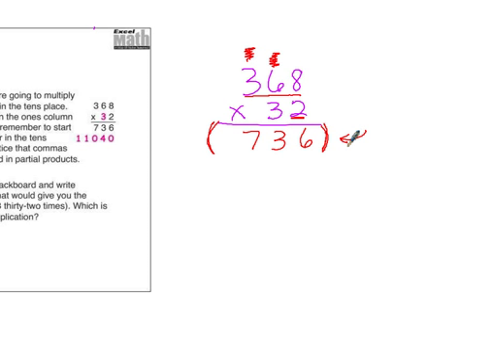This is called a partial product. Product is an answer to a multiplication problem. Partial means not the whole thing, and so this is part of the answer to our multiplication problem.